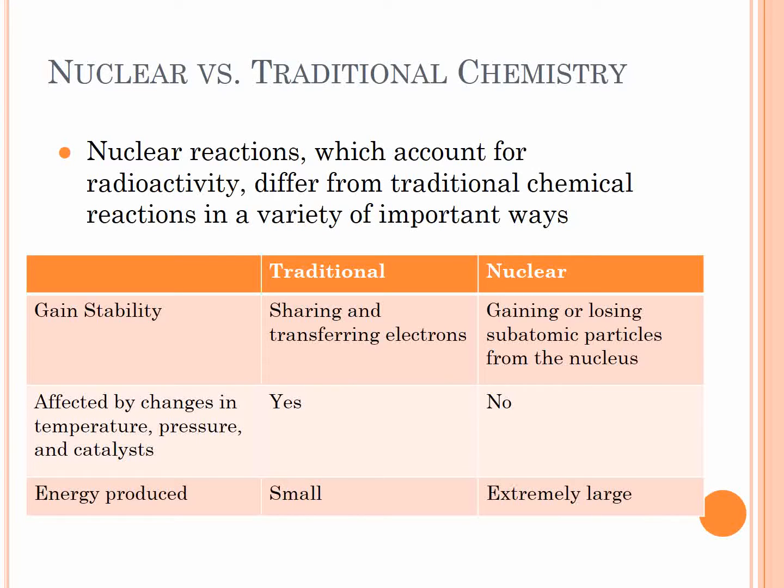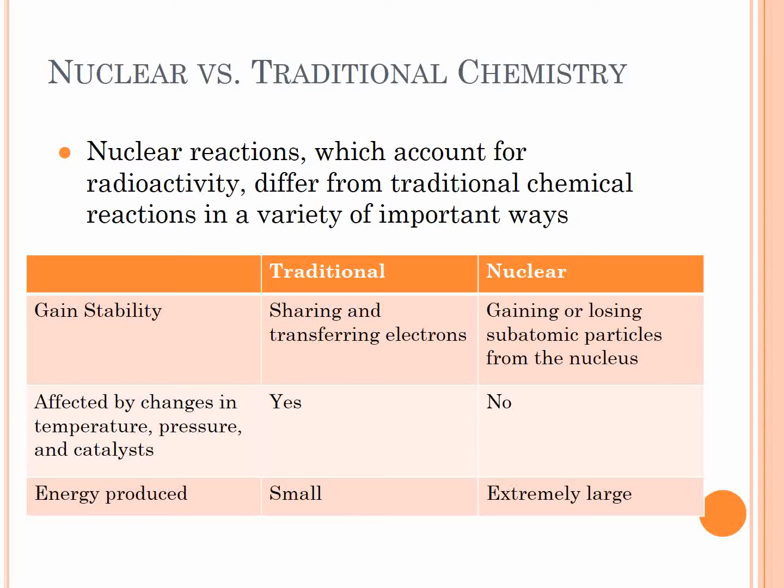Nuclear versus traditional chemistry. Nuclear reactions, which account for radioactivity, differ from traditional chemical reactions in a variety of important ways. In traditional chemical reactions, elements and compounds gain stability by sharing and transferring electrons. However, in nuclear chemistry, the nuclei gain or lose subatomic particles, including, but not limited to, protons, neutrons, and positrons. Traditional chemical reactions are affected by changes in temperature, pressure, and catalysts, etc. However, nuclear reactions are not.